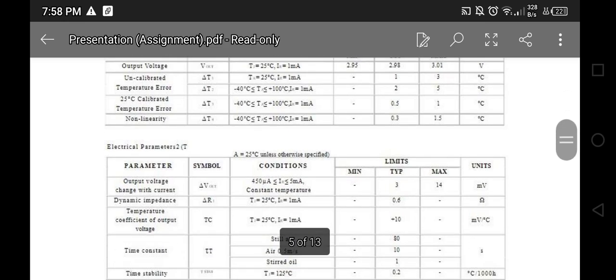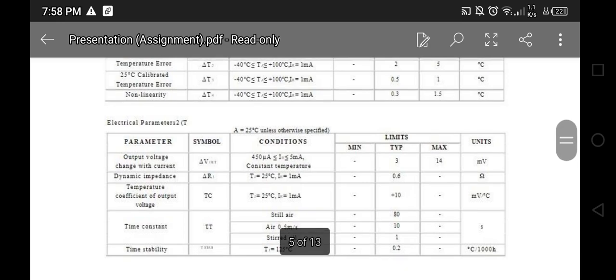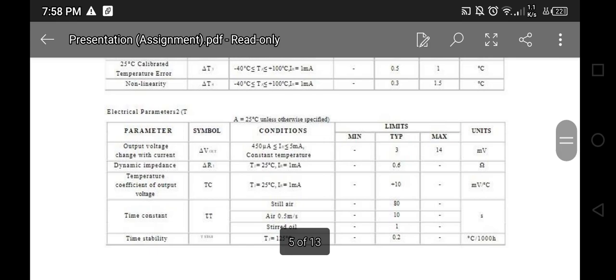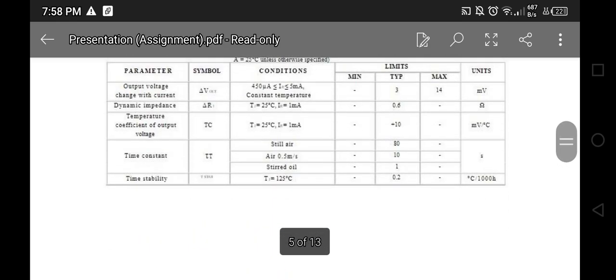Electrical parameters are given in this case as well: the output voltage change with current, dynamic impedance, temperature coefficient of output voltage, time constant, and time stability. All of these are given. For the time constant, there are two types given: the one in still air and the one in still oil.